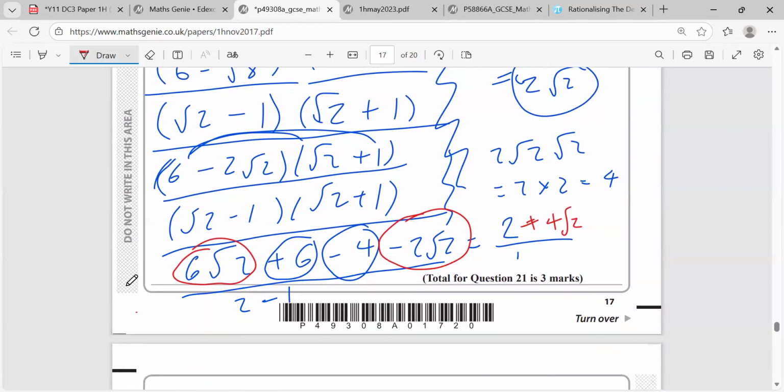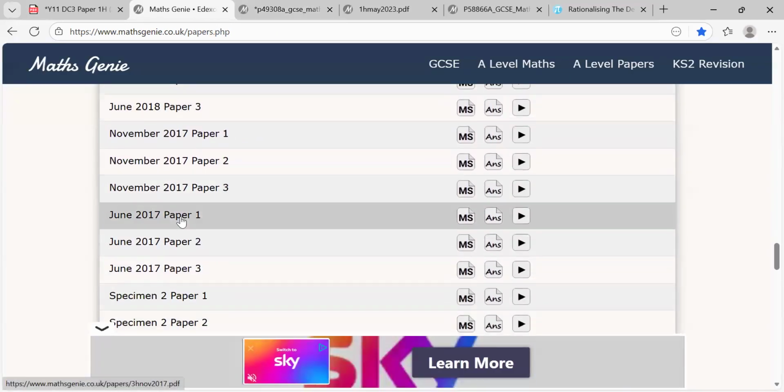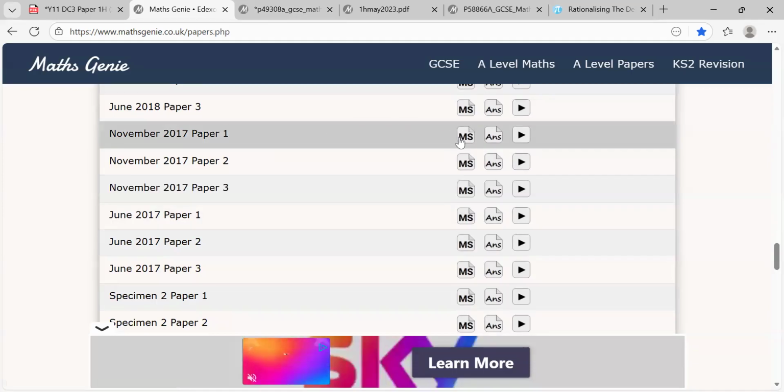All right, I hope that's okay, everybody. We'll look at the mark scheme in a second. I'm just looking at chat. Is everyone okay with that? We will not have time to look at the second question, unfortunately. Maybe we can look at it next week. This one was paper 1, November 2017. Let's look at the mark scheme.